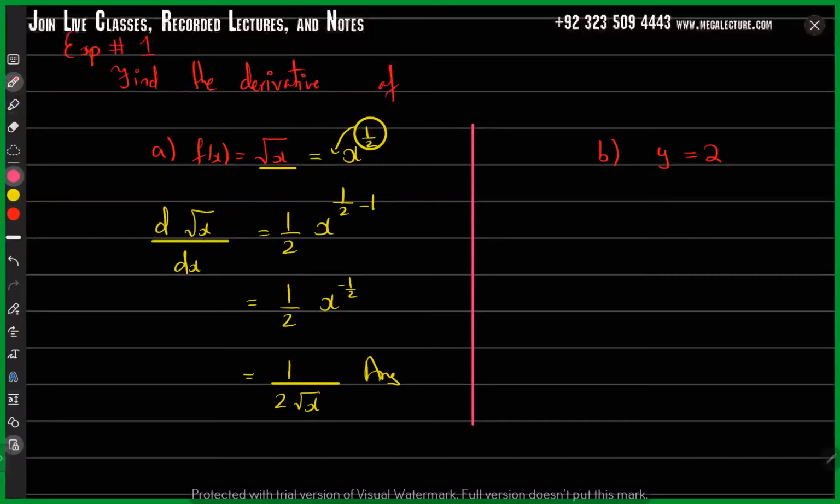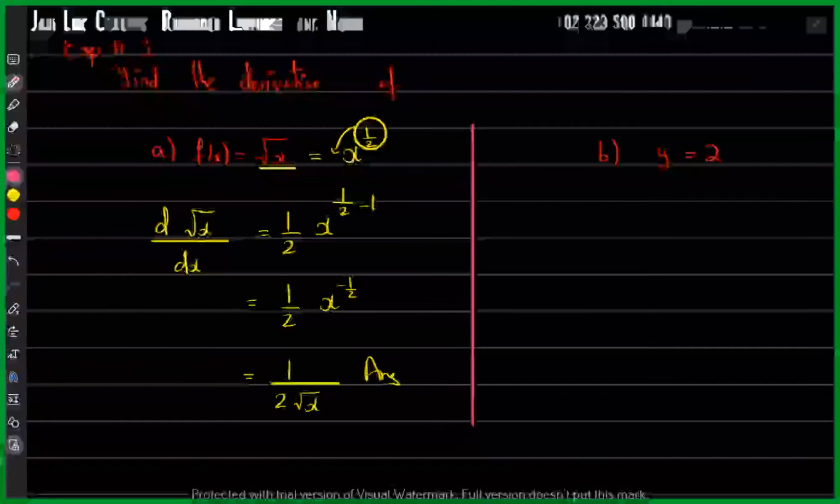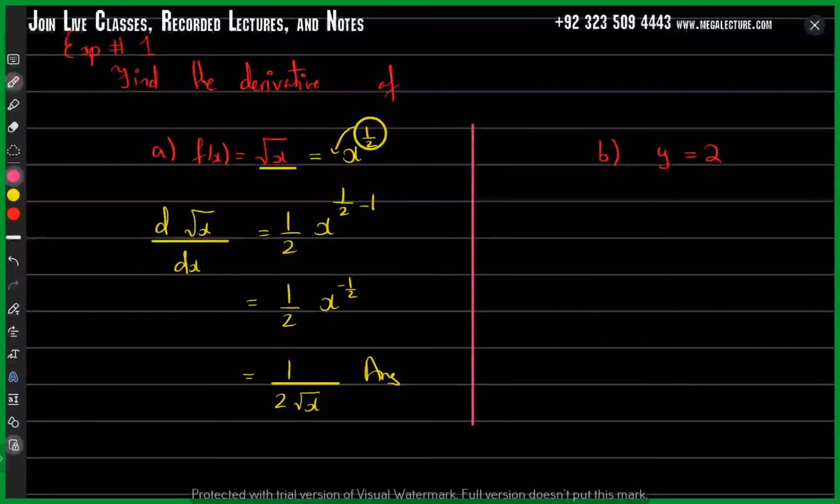Miss, how do you say d of root x divided by dx? Yes, like the proper way. I'll tell you. It's basically the differentiation of root x with respect to x. Let me write it down here. Differentiation of root x, which is our function, with respect to x. And I've told you the logic behind this dx in the denominator.